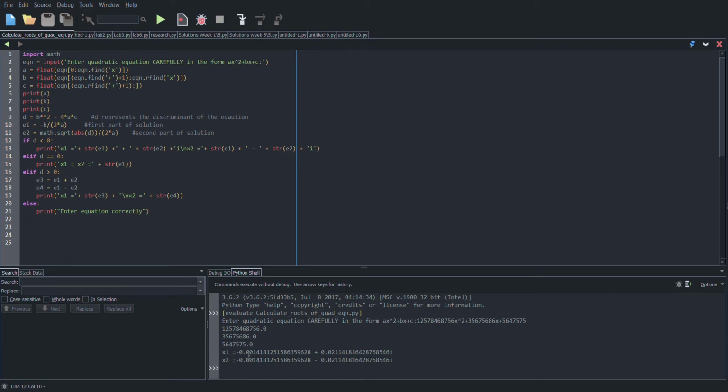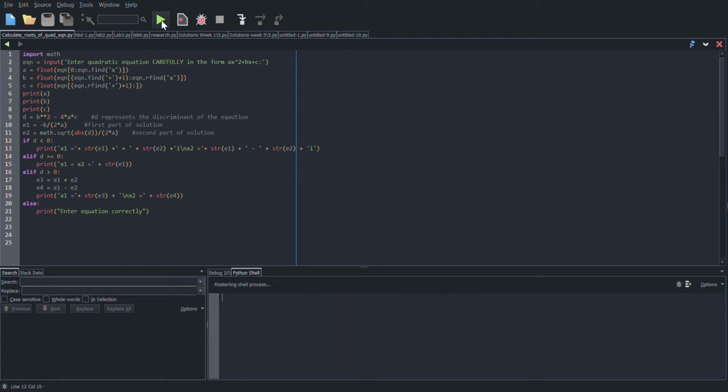So it then prints out the first part e1 plus the stuff under the square root sign times i, which is basically the square root of -1, and then it does it for the second part, for the second root. Quadratic equations have two roots, so it does it for the second root with a negative sign. So let's try another equation where it will give us not complex roots.